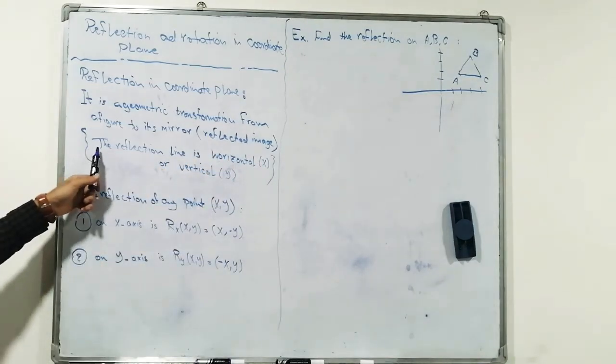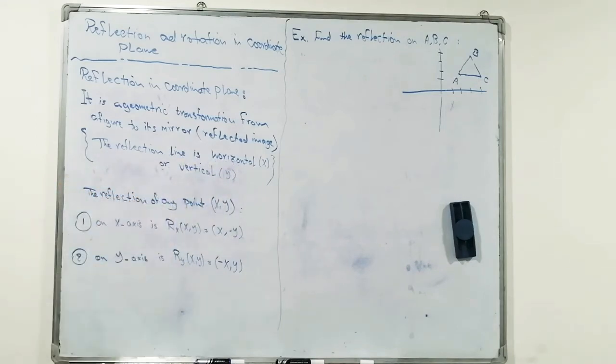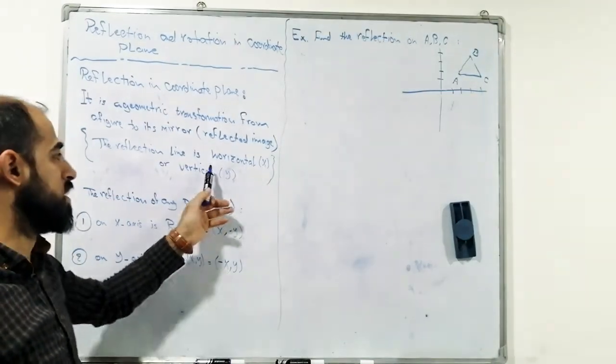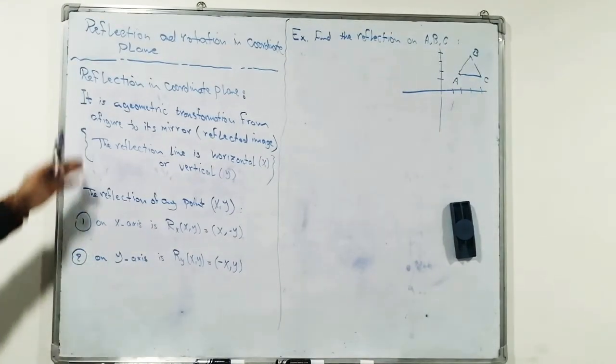We have two kinds of reflection. Reflection line is horizontal and vertical. The horizontal is with the x-axis, and the vertical is with the y-axis.